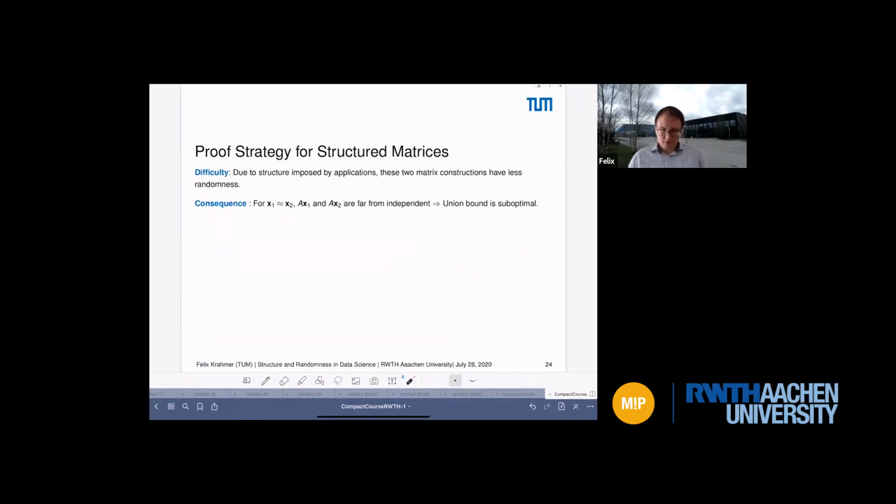So let's talk a little bit about the proof structure for these structured random matrices. Because we have less randomness, if we have x1 approximately x2, then the different measurements of x1 and x2 are even further from independence than in the Gaussian case. That's why in this case the union bound is indeed suboptimal. I will not be able to present you a proof in this short course, but I can draw you a picture. How you proceed is a technique called chaining. You first start with one x0 and establish the result for this x0.